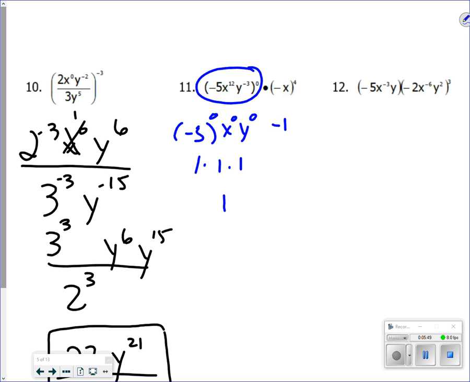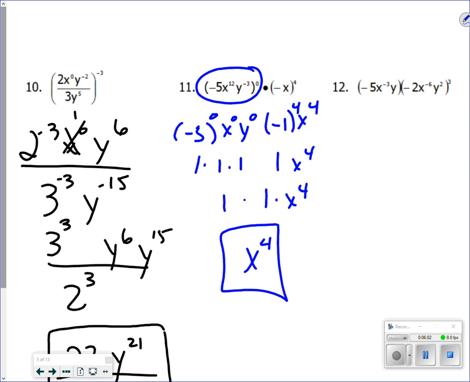Next one, negative 1 to the 4th, x to the 4th. So negative 1 to the 4th power is 1, x to the 4th, and I'm multiplying all this together to get just x to the 4th. I have a parenthesis raised to an exponent. Everything in that parenthesis needs to get raised to that exponent.